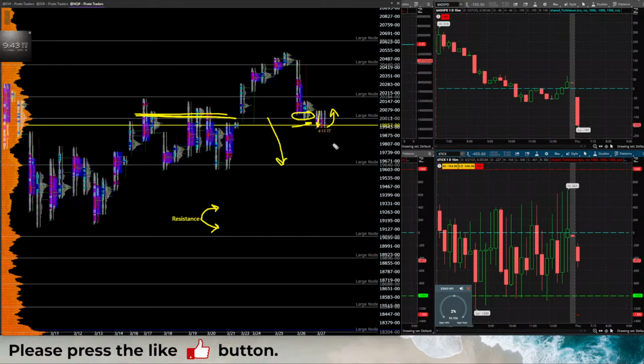Okay. So there's a ton of money to be made between here and there to the downside if you just wait to make sure that the buyers don't step in and reverse it right now. Watching those ticks.